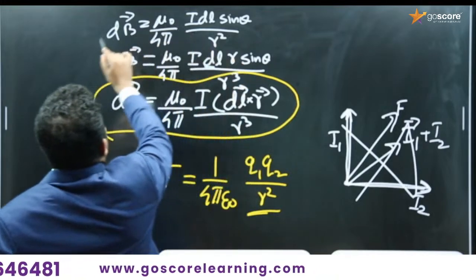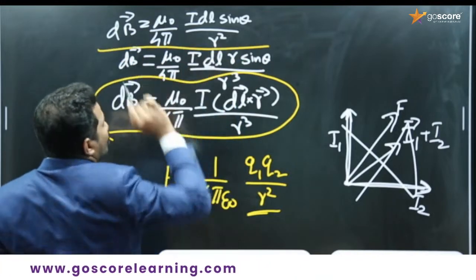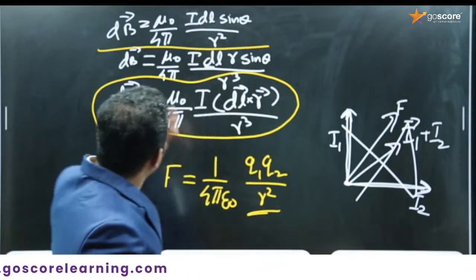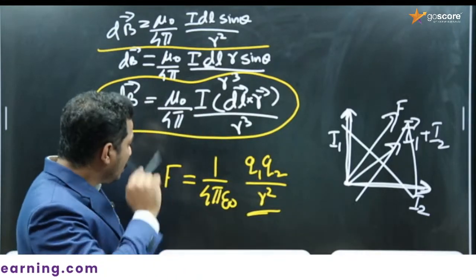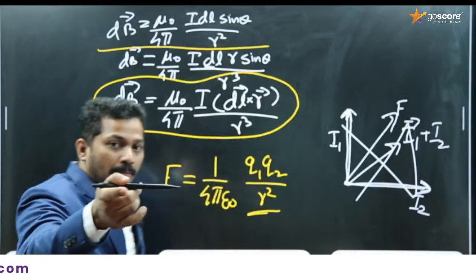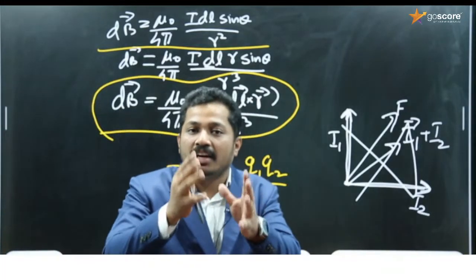So this one is also inverse square law, right? So both of them are inverse square law. So that is one connection. And one more thing. Do you remember how you derived an expression for electric field?